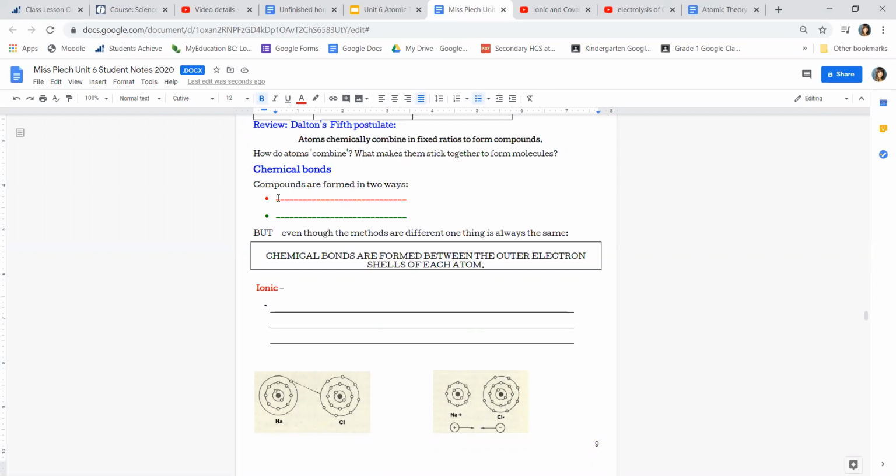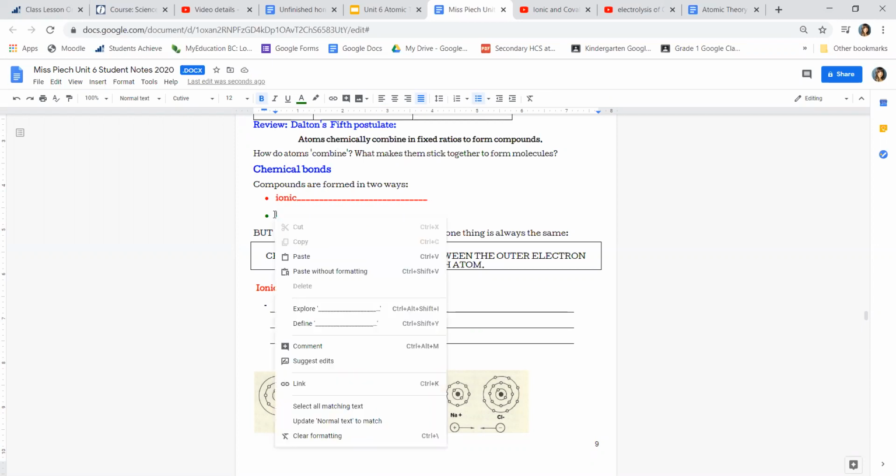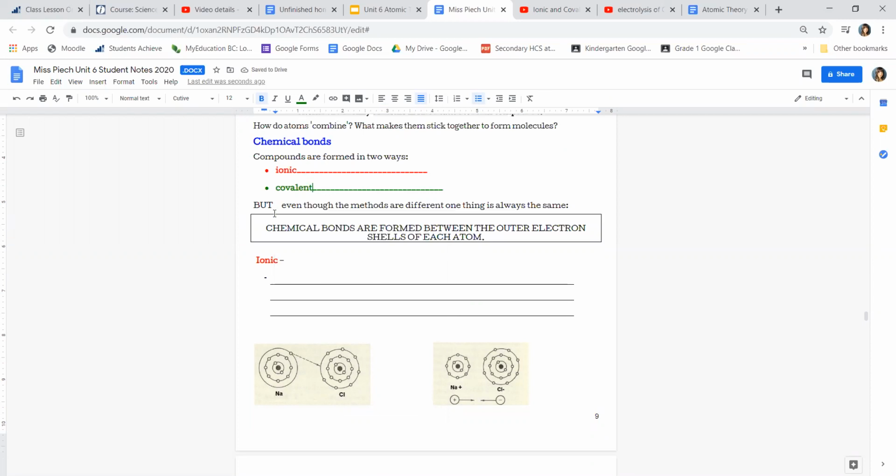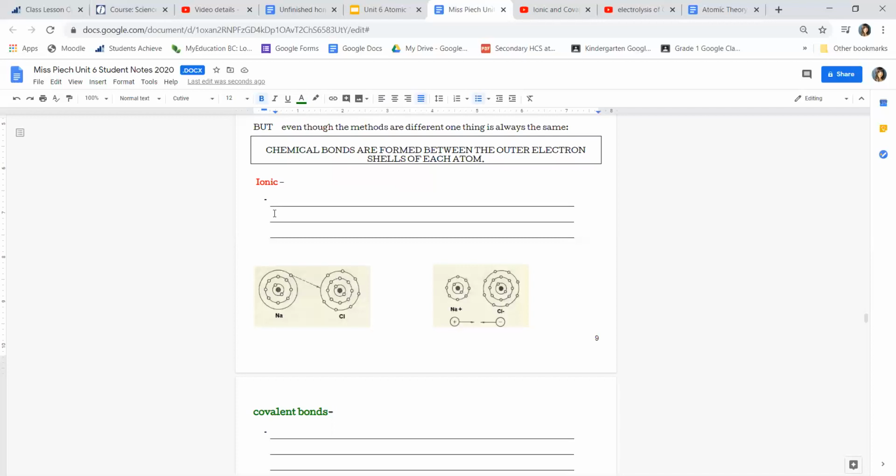So compounds are formed in 2 ways. It's either going to be ionic or it's going to be covalent. And we're going to take a look at what that actually means. Because if you're like me, when you first hear that word, you're like, oh, that sounds great, but I don't know what in the world that's supposed to mean.